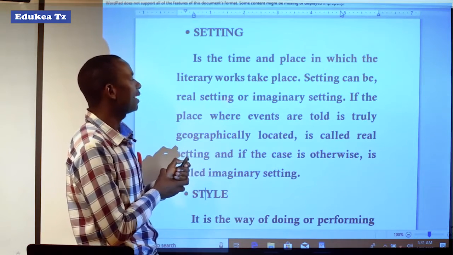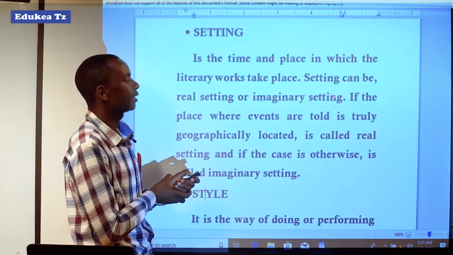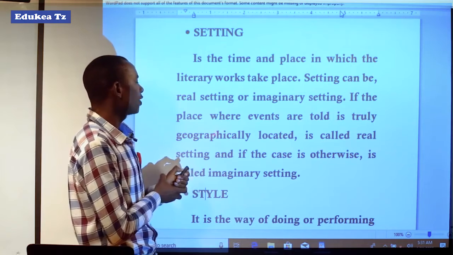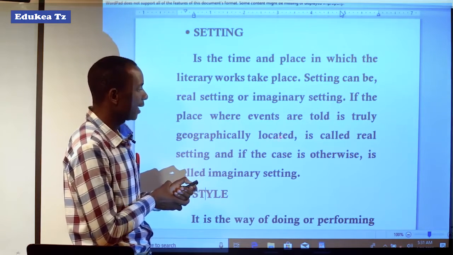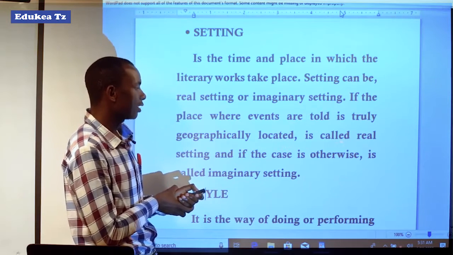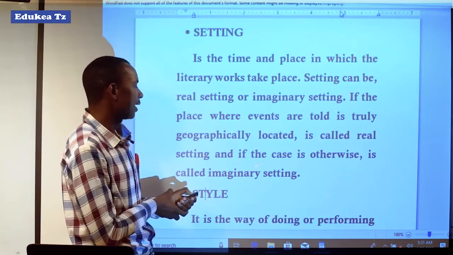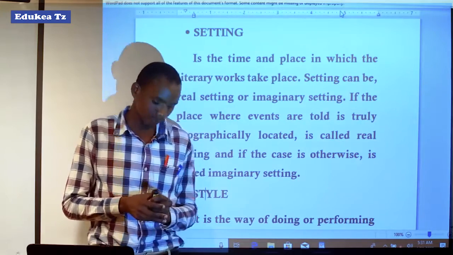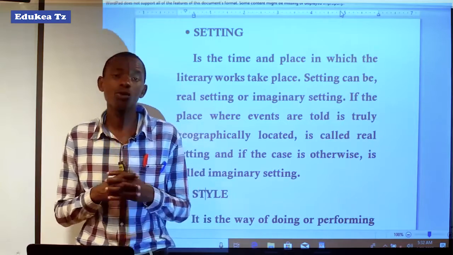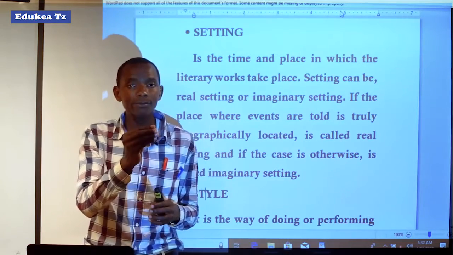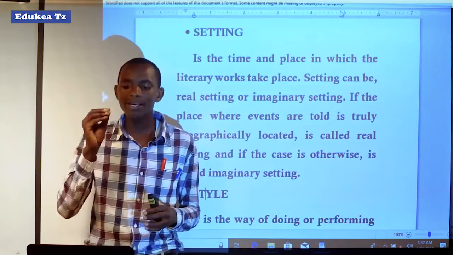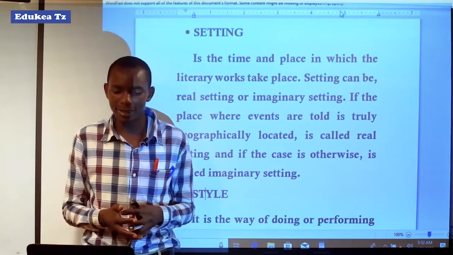Setting can be real setting or imaginary setting. If the place where events are told is truly geographically located, it is called real setting. And if the case is otherwise, it is called imaginary setting. So when we speak about setting, we have to know that it is the time and a place in which a literary work has taken place.